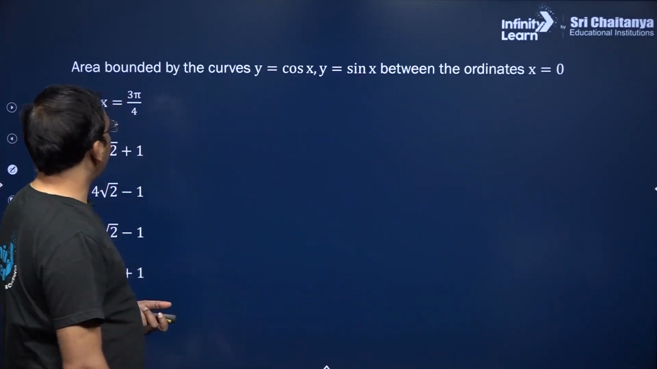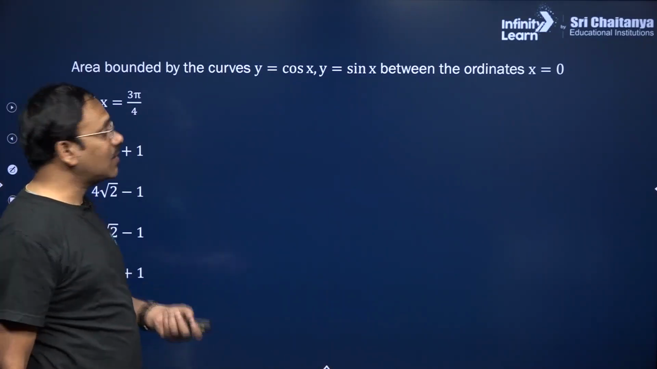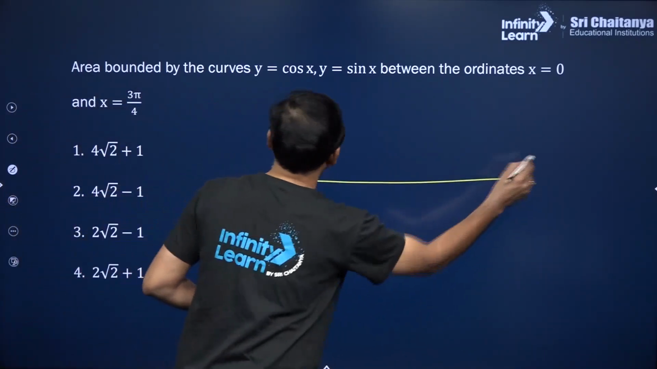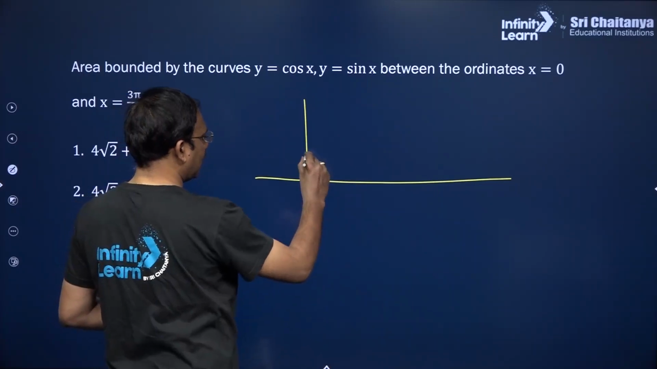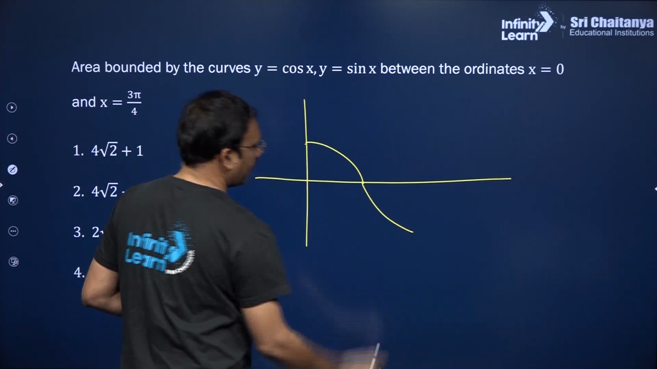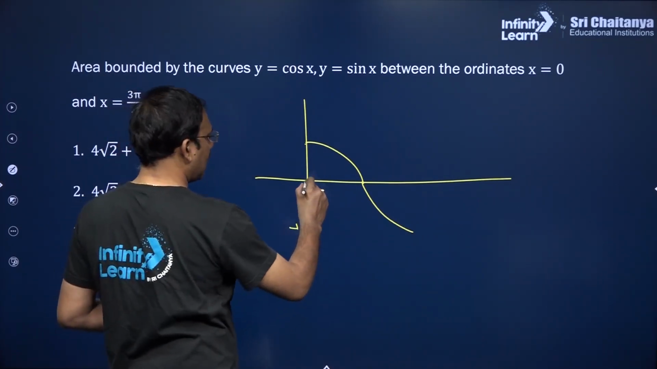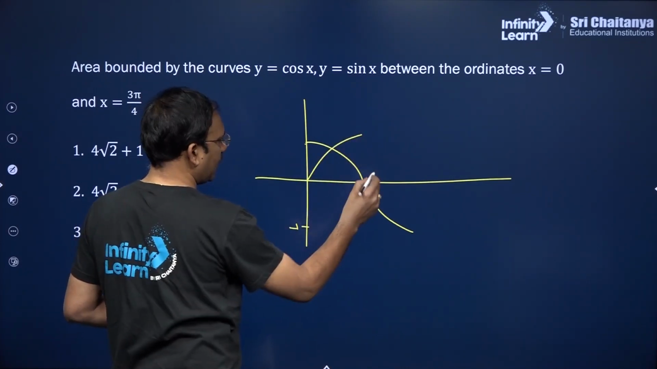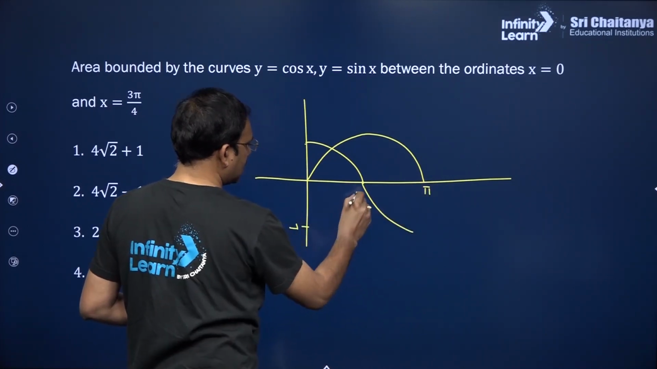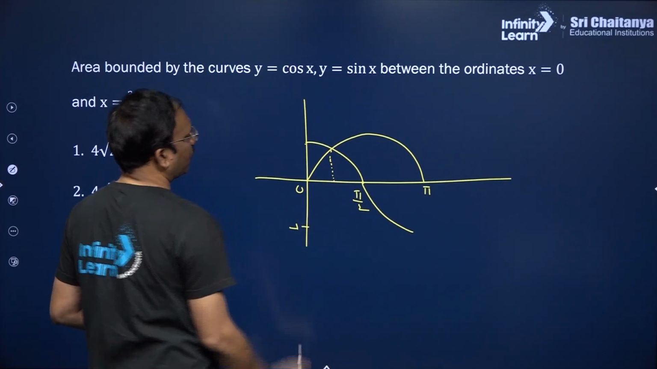Next, you see the area bounded by the curve y is equal to cos x and y is equal to sin x between the ordinates x is equal to 0 and x is equal to 3 pi by 4. You just take, my dear friends, the cos x graph: at 0 it is 1, at pi by 2 it is 0, at pi it is minus 1. This is the cos x graph. The sin x graph at 0 is 0, at pi by 2 is 1, at pi it is 0. Let it be pi, this is pi by 2, this is 0. Undoubtedly this is pi by 4, my dear friends.